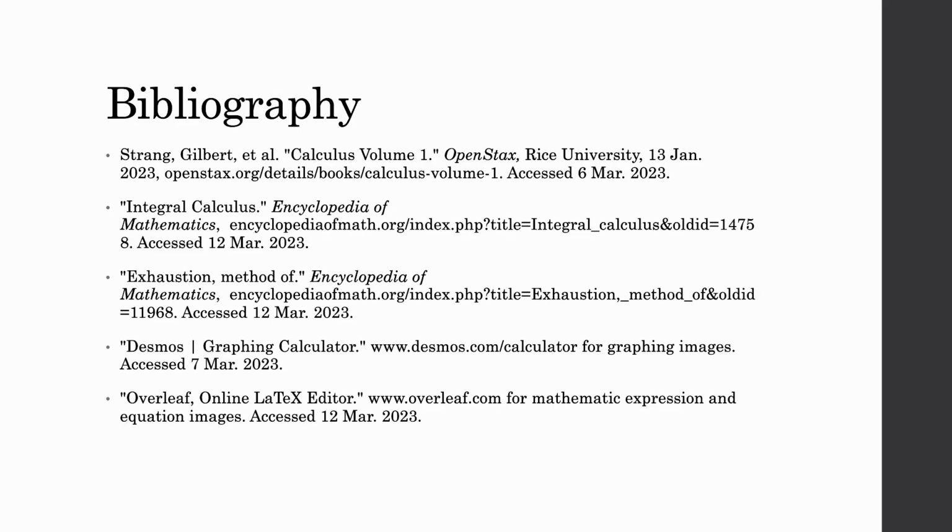These are the sources that I used for this brief look into definite integrals and their application for area. I used the text Calculus Volume 1 with OpenStax to research definite integrals. I used the Encyclopedia of Mathematics and its pages to research the origins of integral calculus. And I used Desmos for graphing images and Overleaf for mathematic expression images.